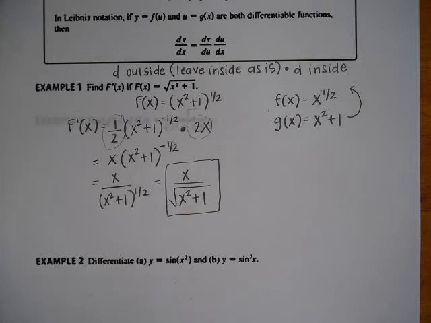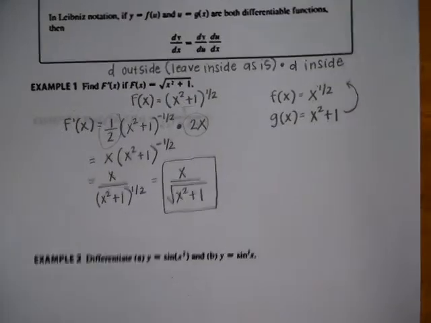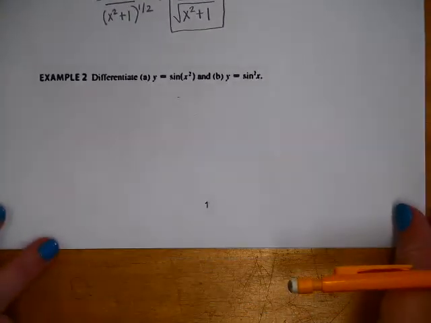All right, so let's look at example 2. In example 2, we have two parts, part A and part B. They want you to differentiate y equals sine of x squared, and they want you to differentiate y equals sine squared x. They look very similar, but our f of x's and our g of x's are different in these two problems. And so what is your outside and what is your inside is different. So let's look at that and see how we would work those.